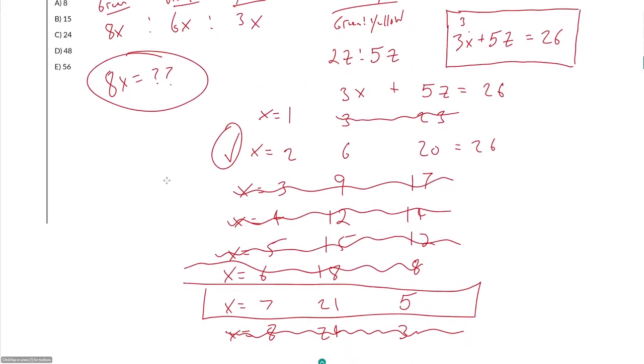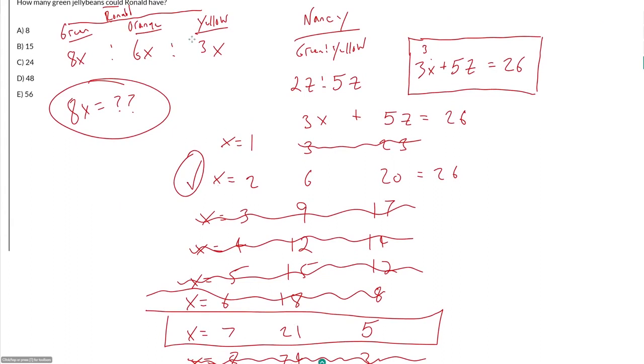So when x is equal to 7, that means Ronald has 21 yellow jelly beans, 3 times 7, and Nancy has 5z, which, we said z was equal to 1 in this case. So 21 plus 5, 26. That works. So remember, we're looking for 8x, Ronald's green jelly beans. So x is equal to 7. 8 times 7 is 56.